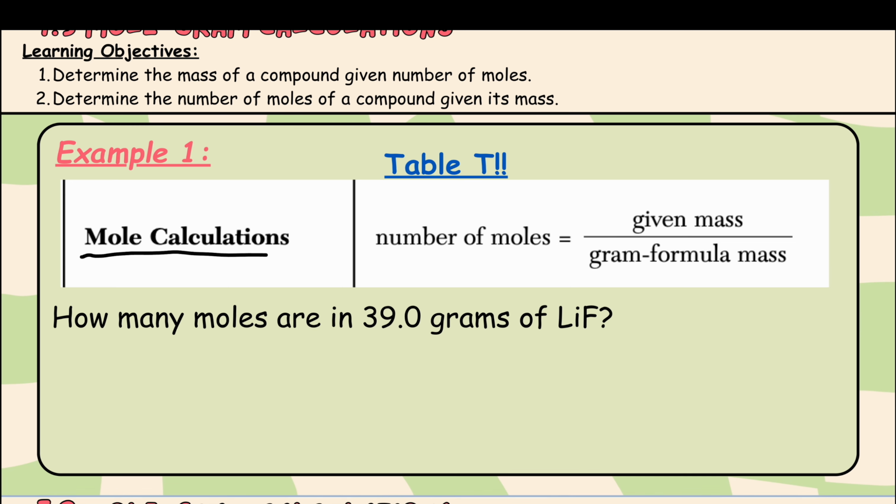Okay, so a given mass is a mass that some sort of scientist has measured or has calculated, and it can be given in the question. Okay, so we can say what the scientist measures.